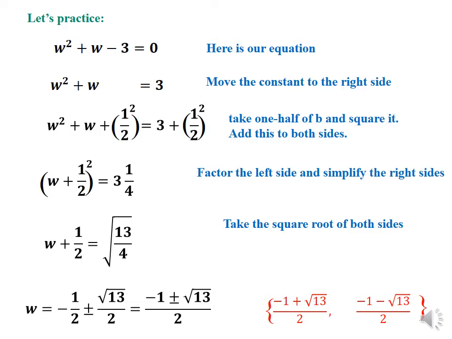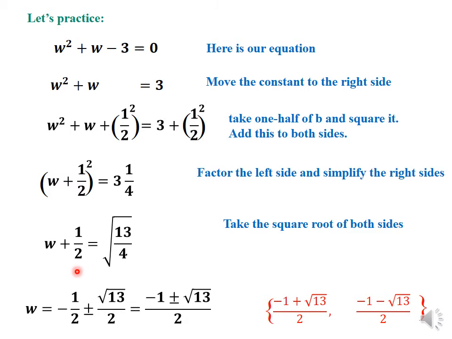Remember, whatever you do to the left side, you have to do to the right side. So the right side becomes 3 1/4, which is 13/4. Now let's take the square root of both sides. The square root of this is w plus 1/2, and the square root of 3 1/4 is the same thing as the square root of 13/4, which is the square root of 13 over 2.